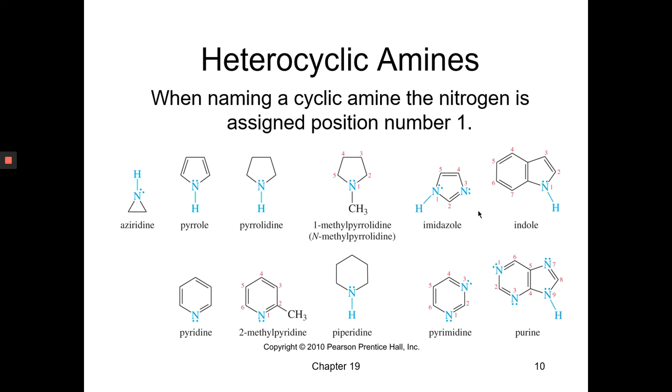Okay, here are some heterocyclic amines. Aziridine, this is pyrrolidine, which has the fully saturated ring. For a substituted pyrrolidine, nitrogen is on position number 1. Okay, so this is called either 1-methylpyrrolidine or capital N-methylpyrrolidine.